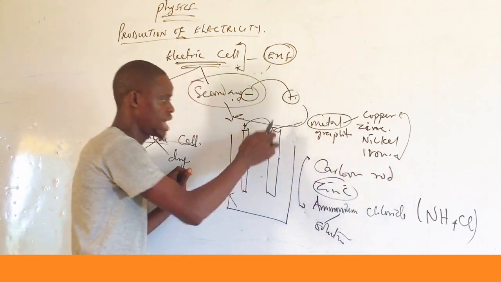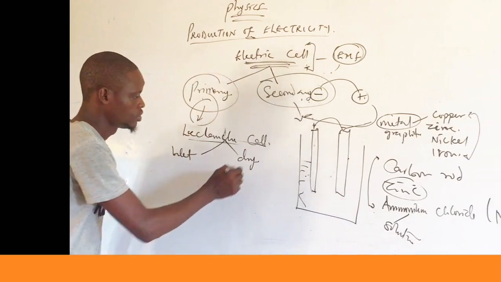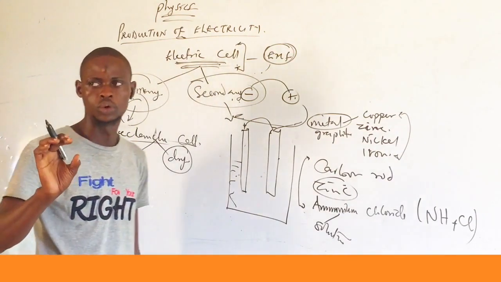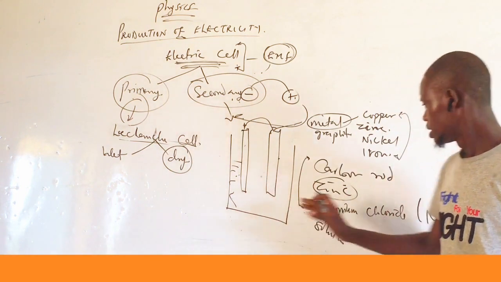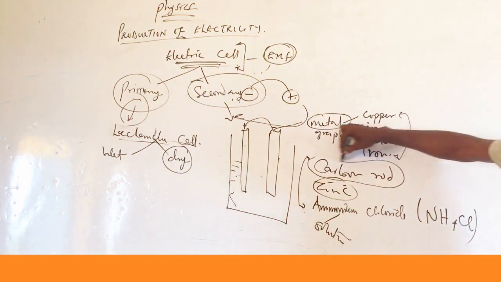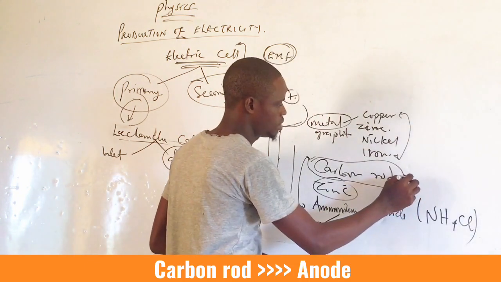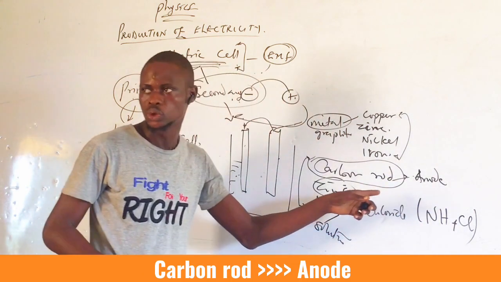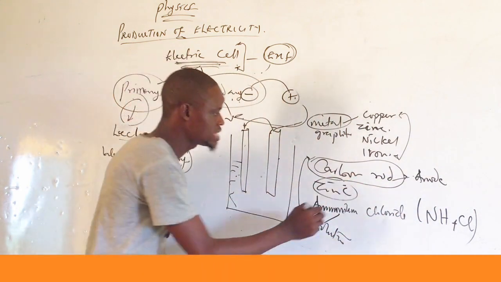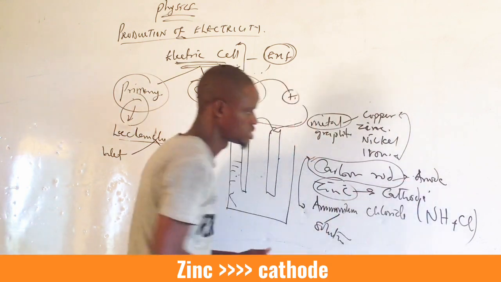Both of them are rods. The two electrodes are in form of rods altogether. But for a dry type Leclanché cell, it is a different case. For the dry type Leclanché cell, the carbon rod is serving as the anode. The carbon is the anode, while zinc is used as the cathode. Please take note of this.